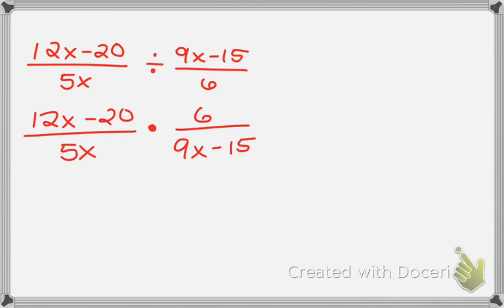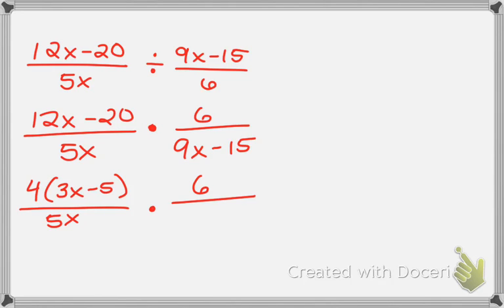It's the GCF of 12x and 20. 4, so then I'm left with 3x minus 5 all over 5x. Nothing cancels out right there, so now let's move on to the next. GCF of 9x and 15 would be 3, which leaves me with 3x minus 5. What can reduce right there in that fraction? Your 6 and 3. So my 6 can turn into a 2, my 3 can turn into a 1.